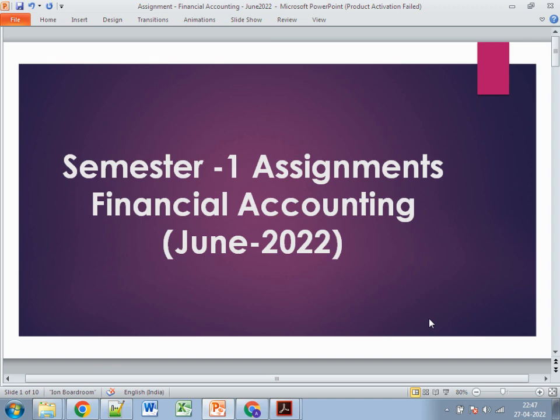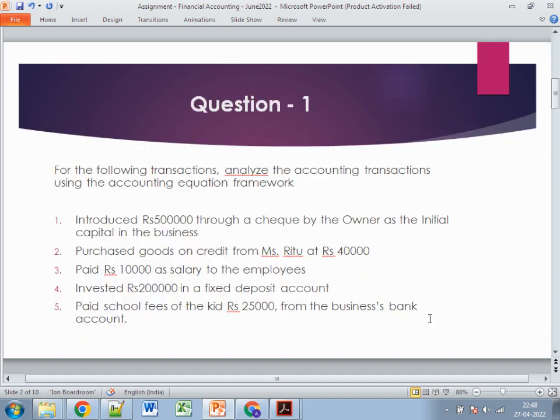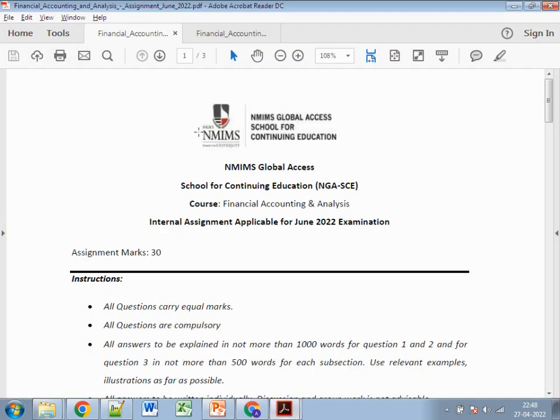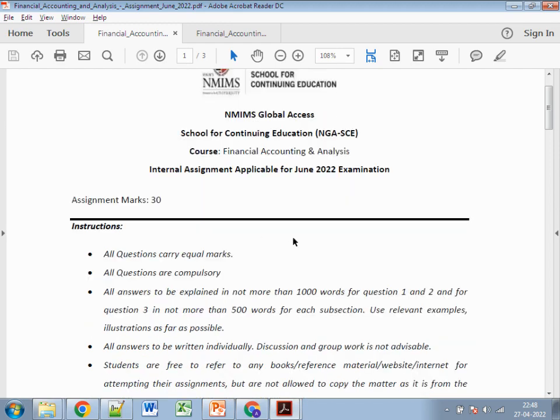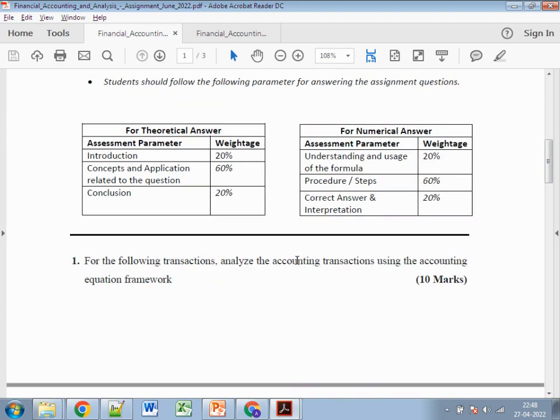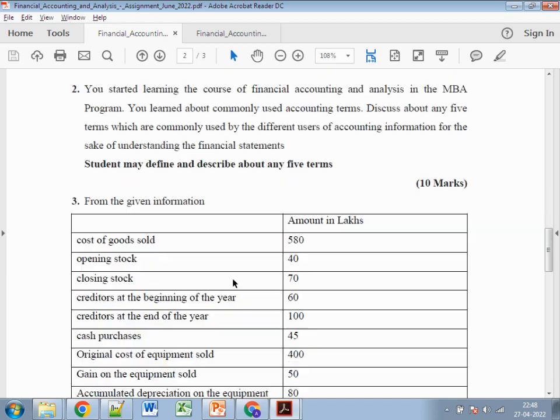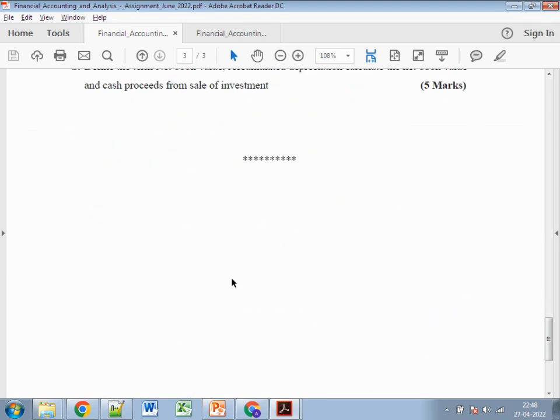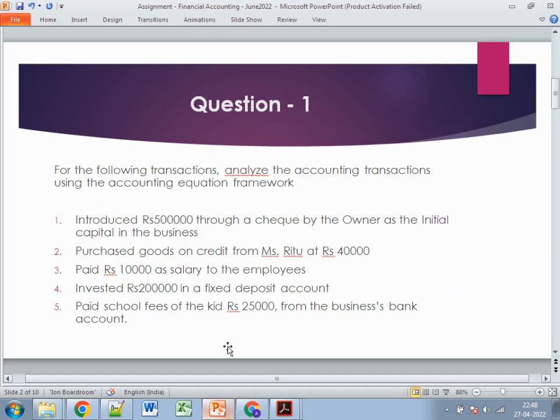Now let's start with the financial accounting assignment. Firstly, see what the three questions are. This is the assignment PDF which is available on your portal. There are three questions: first, second, third A, and third B, as we discussed. Now let's start with our first question.